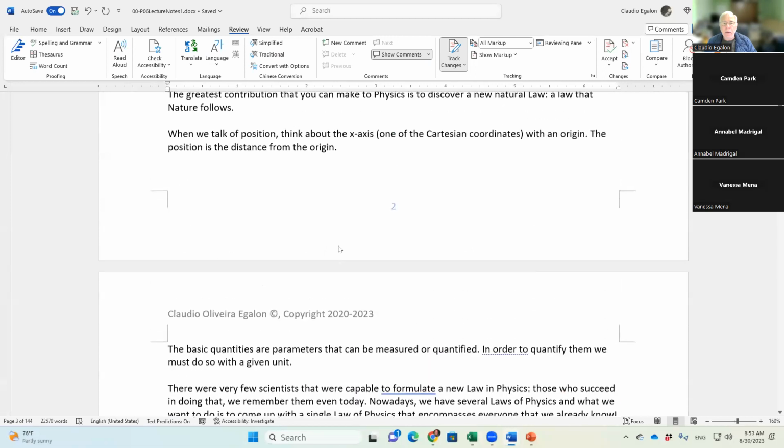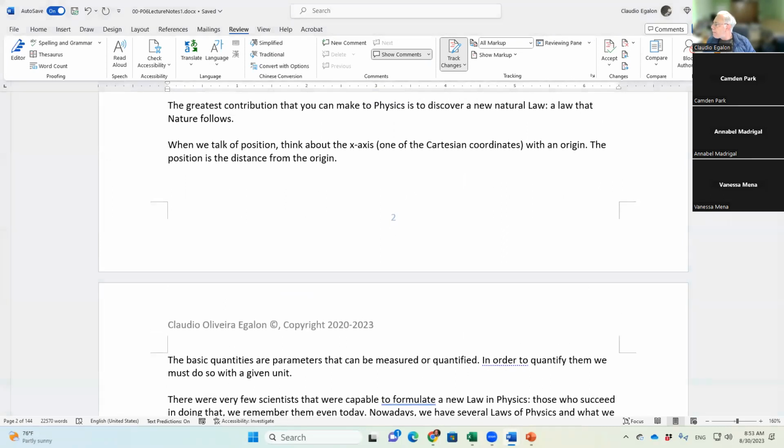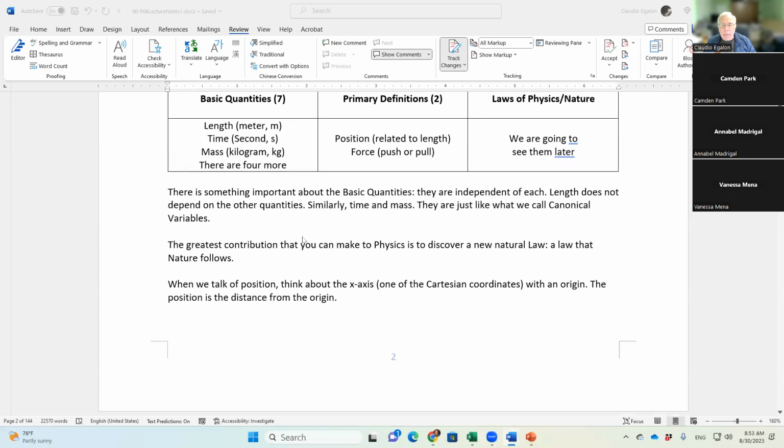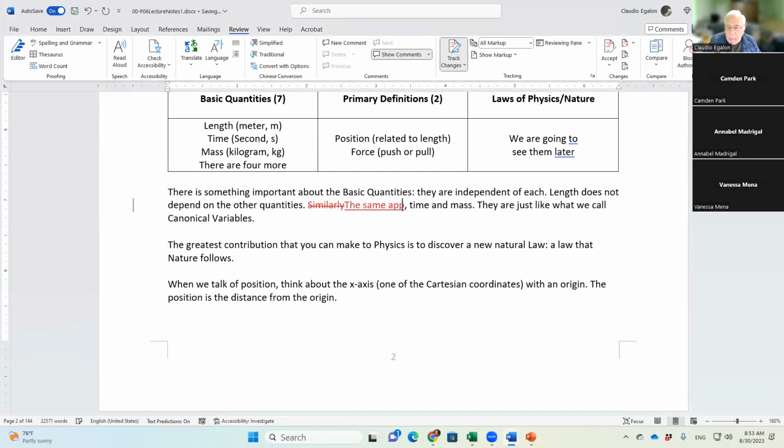Okay, yeah. More students are coming. And we stopped. The same applies. This is here. Let's put here, writing, the same applies to time and mass. Okay, and I don't want the markups to show up. No markup, good.